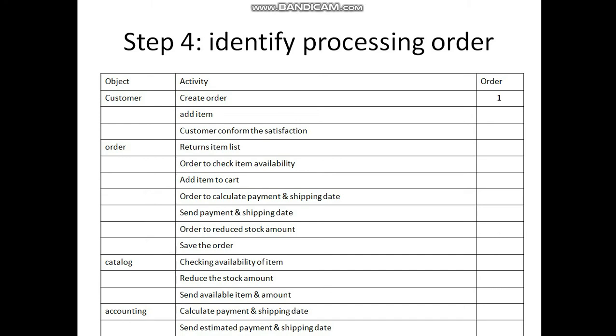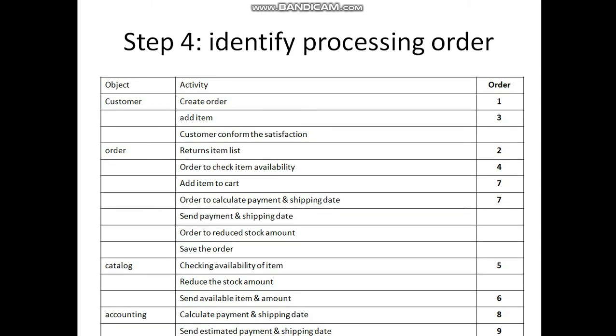First, the customer needs to create an order. After that, the system displays the item list. Then the customer can select items. After that, the system sends an order to check availability. According to that, the catalog unit checks availability and sends information to the system. After that, the system adds those items to the cart. At the same time, the system gives an order to calculate payment and possible shipping date. Then the accounting unit calculates payment and possible shipping date and sends that data to the order system.